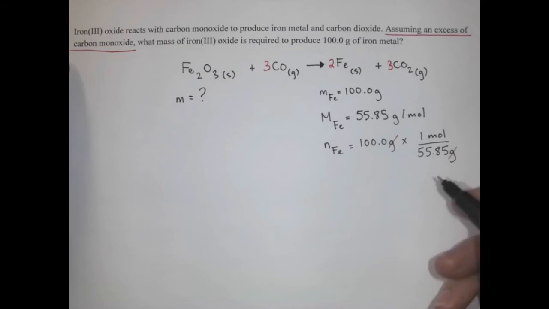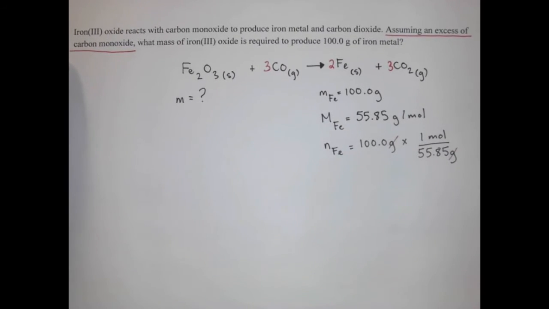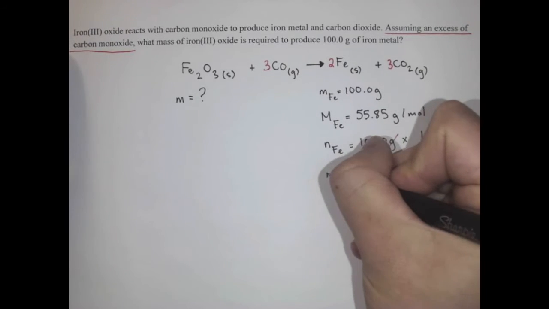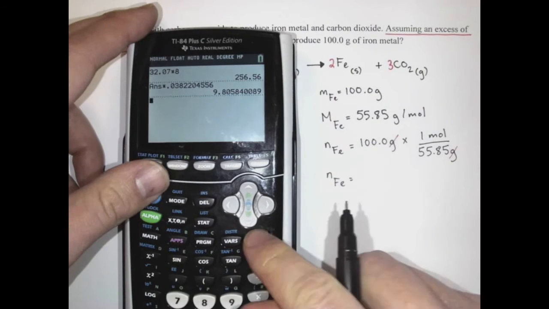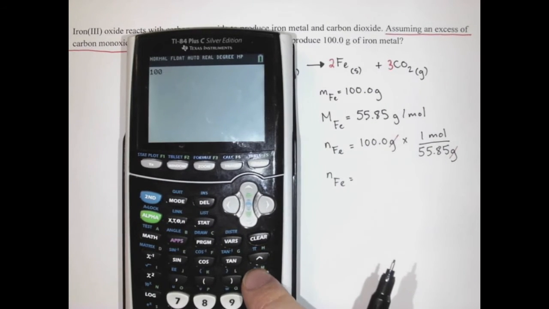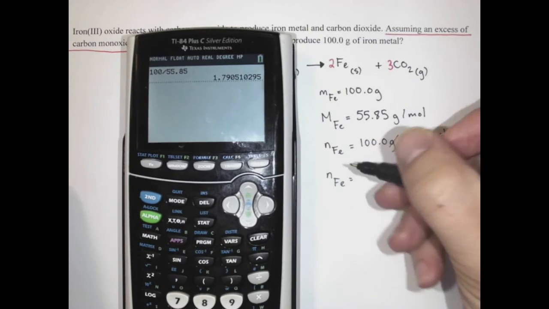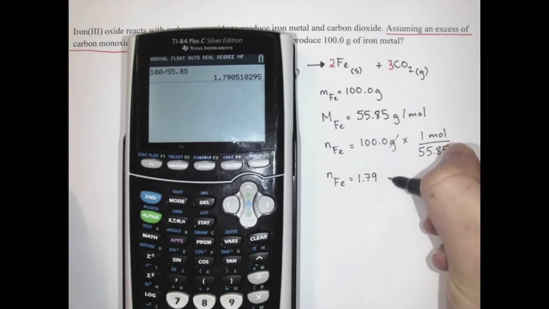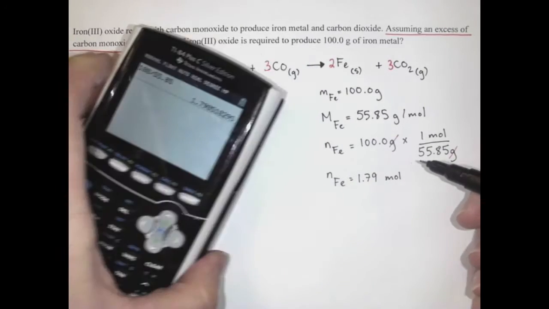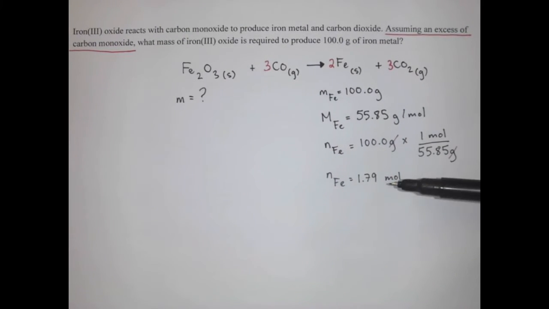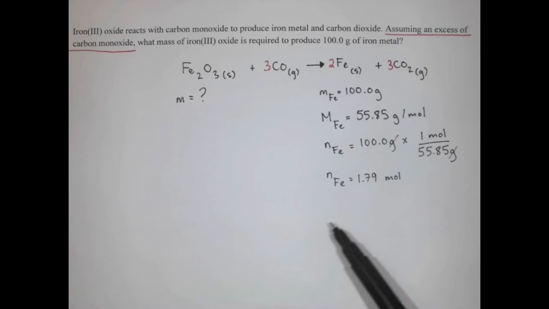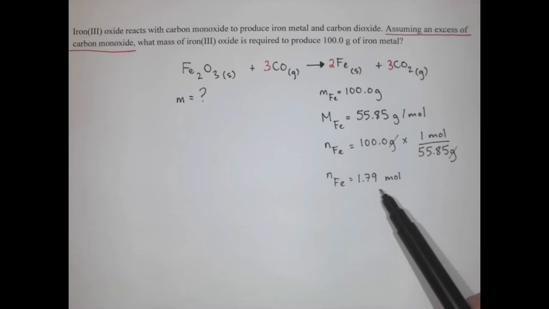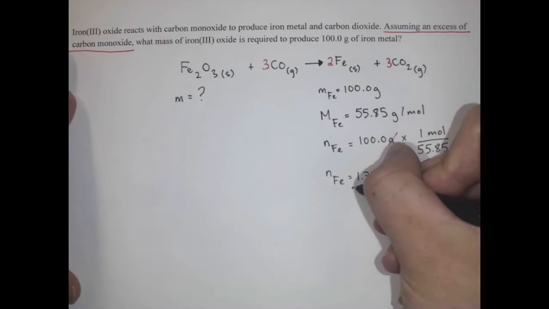So you're going to get some answer here, 100 divided by 55.85. Let's just write out an approximate answer for what this is. Once again, you shouldn't be rounding your answers until you get to the last step, but we'll just keep this number here as a reference for how many moles we have of iron. So we have 1.79 moles of iron. We have to figure out how many moles of iron 3 oxide were required to make 1.79 moles of iron. So this is where we get the mole ratio.